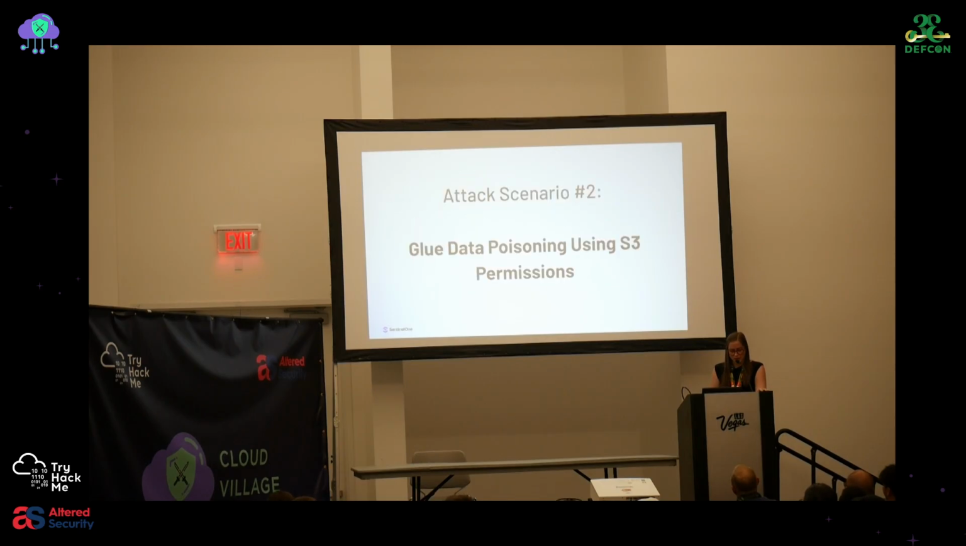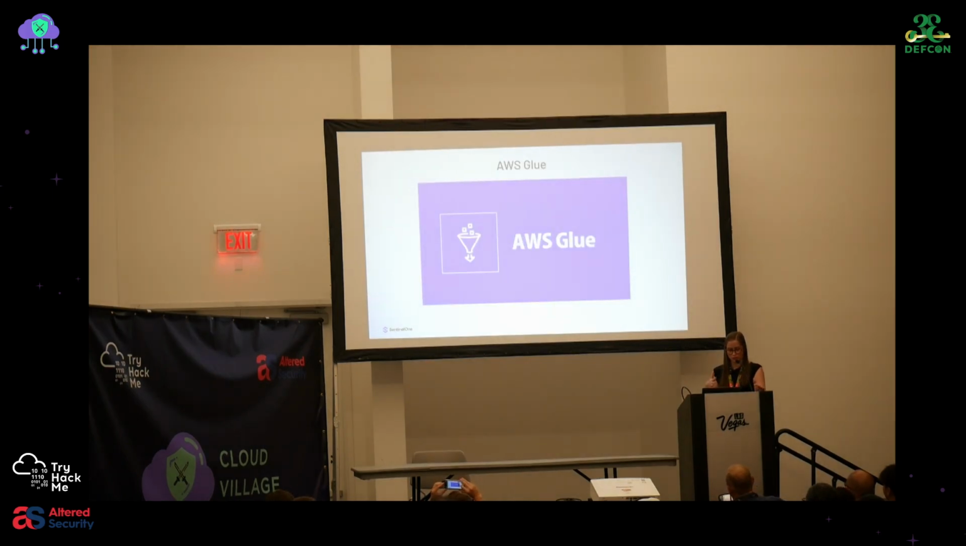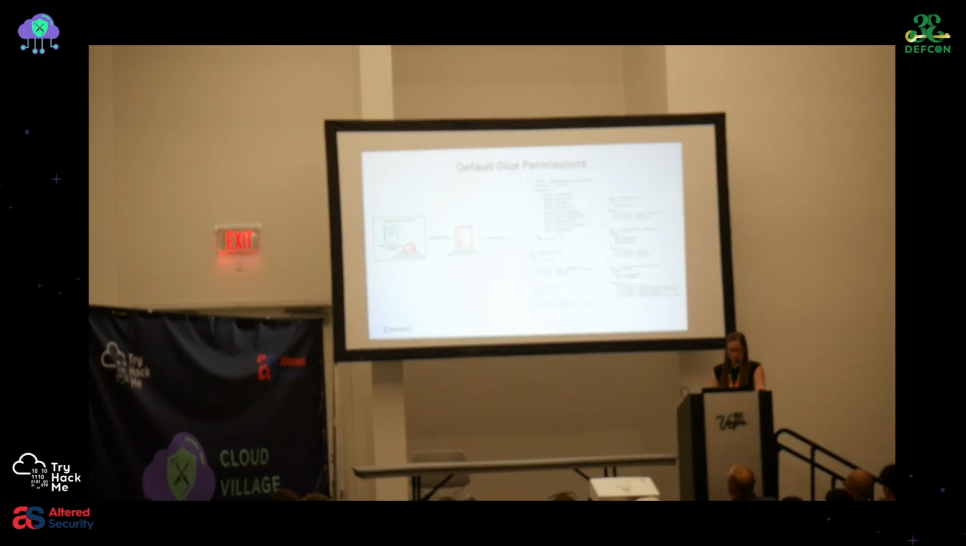The next attack scenario is Glue data poisoning using S3 permissions. So just a quick brief on AWS Glue. AWS Glue is a cloud service that helps you to move, clean, and organize data. For example, if you have raw data files stored in Amazon S3, AWS Glue will automatically read the files, clean the data, and make it available and searchable in databases. It's very, very, very common. So I discovered multiple Glue permissions.